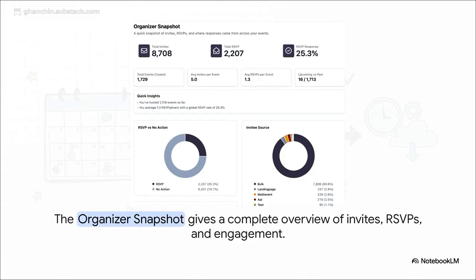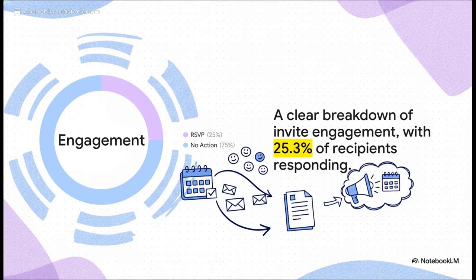And this is where that number comes from. This is the organizer's snapshot. It gives you that complete bird's eye view at a glance. You see the total invites sent, the total RSVPs you've gotten back, and your overall engagement rate across every single event you're running. And you can see that engagement visually too.